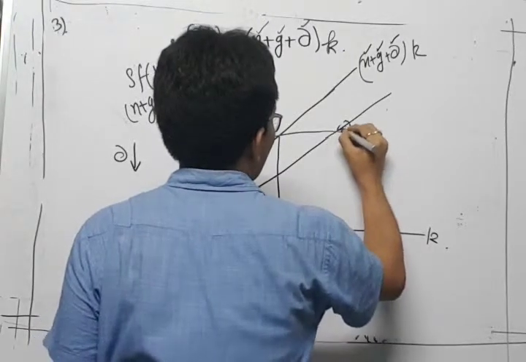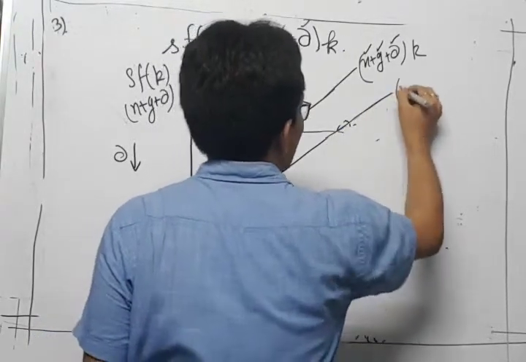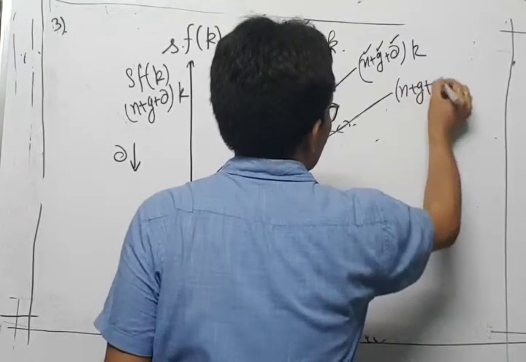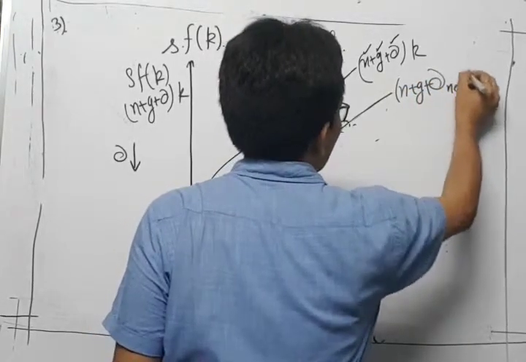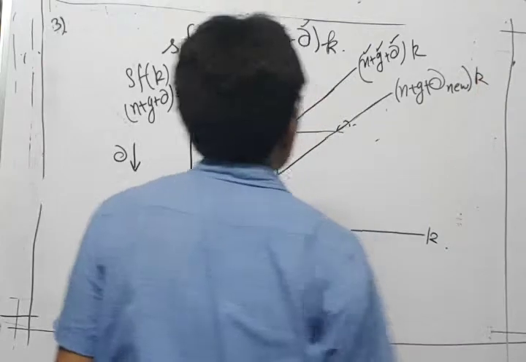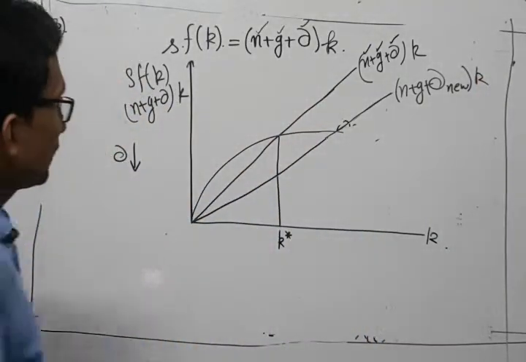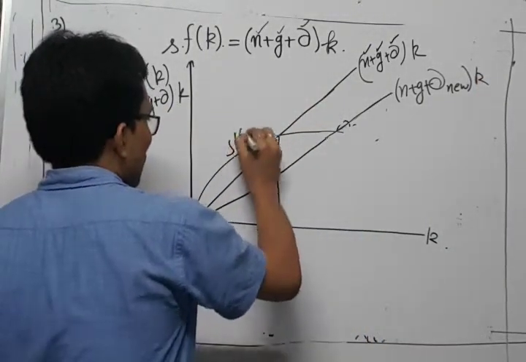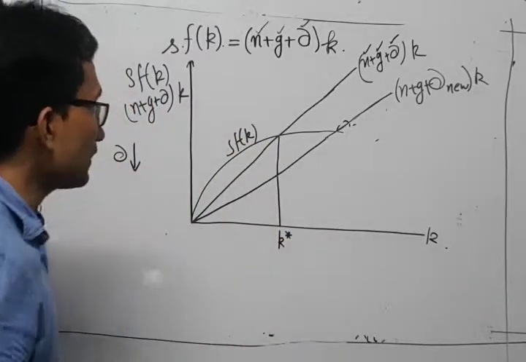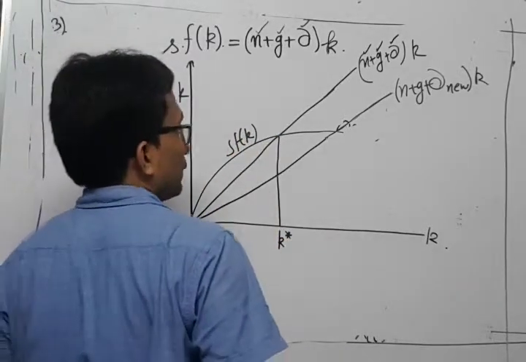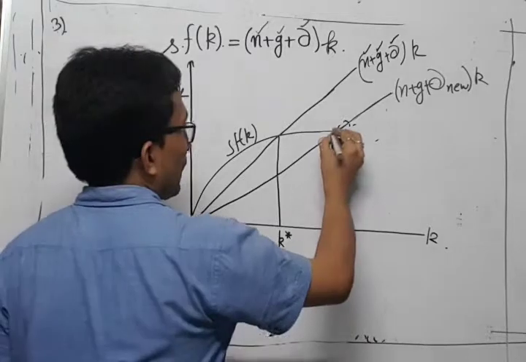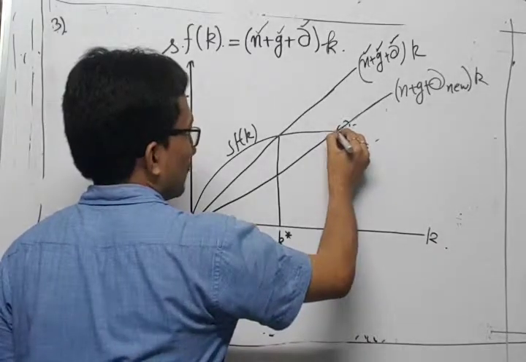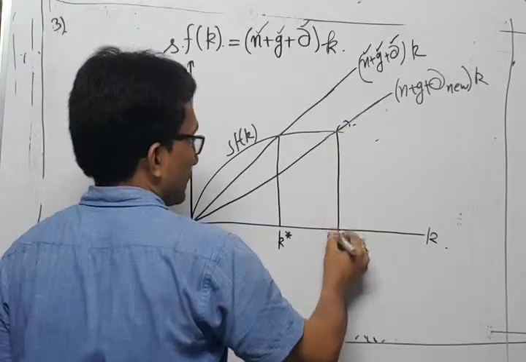So it has now become flatter. So n plus g plus delta new, because the new depreciation rate is lower than the old depreciation rate, and hence the s f(k) curve is now intersecting the flatter break-even investment line at a higher level of optimal k, which is given now by k star new.